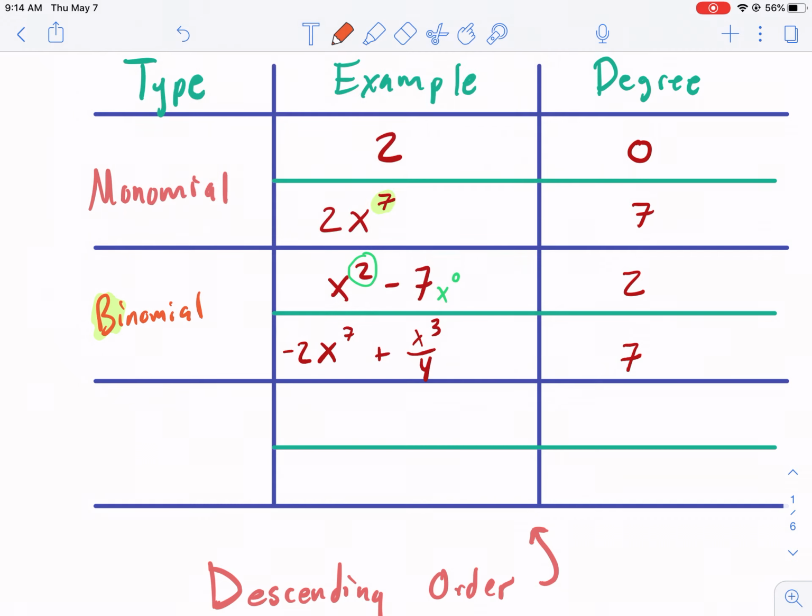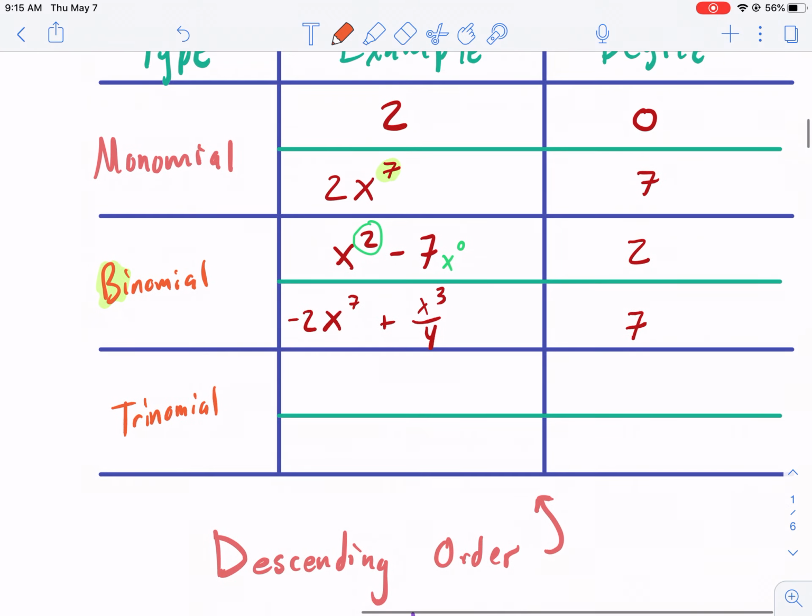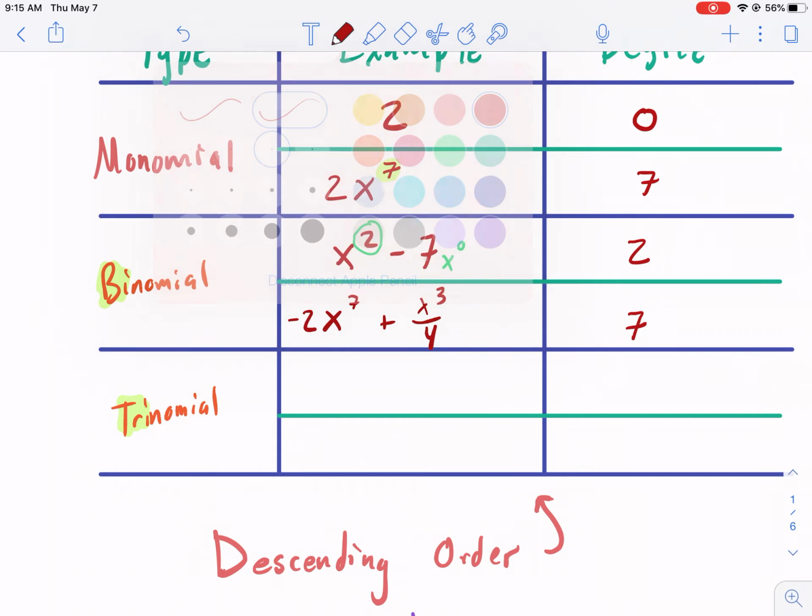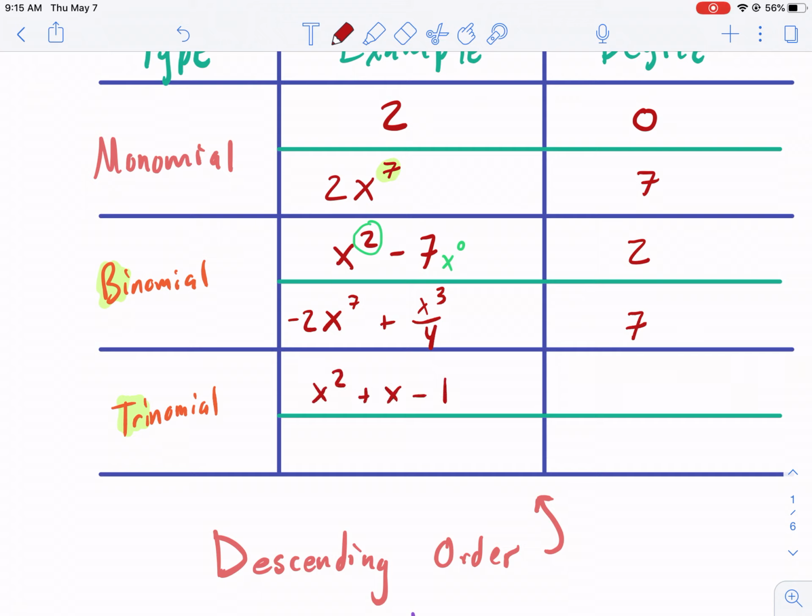So let's think about the natural progression here. We have monomial, binomial, so trinomial. And then, of course, we can have 4 terms, 5 terms, 6 terms. But this obviously means triceratops, tricycle. We're talking about 3 different terms. So we could have x squared plus x minus 1. This would be a second degree trinomial.